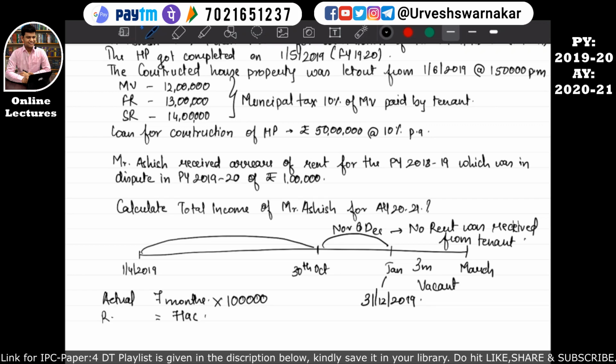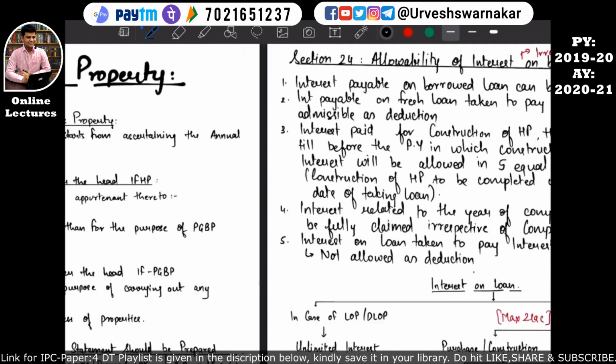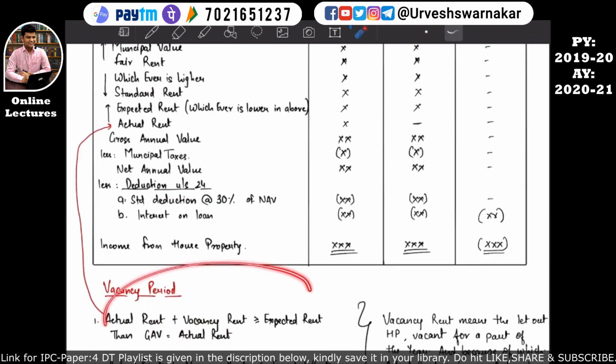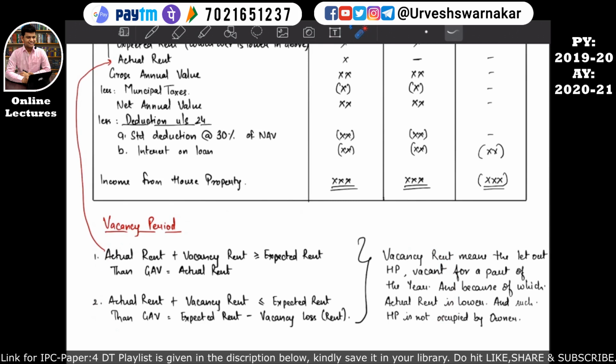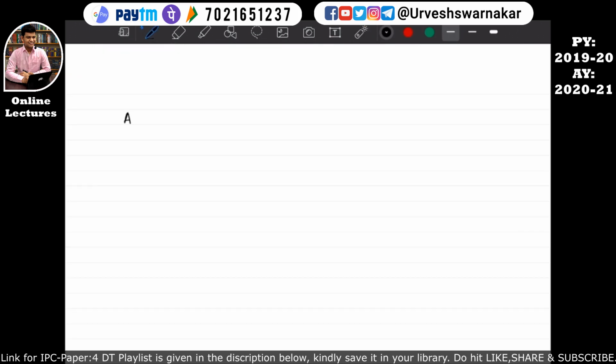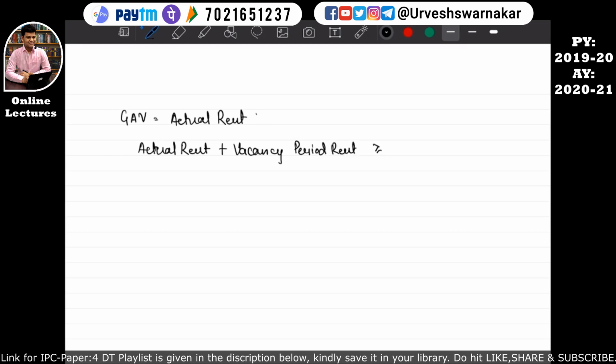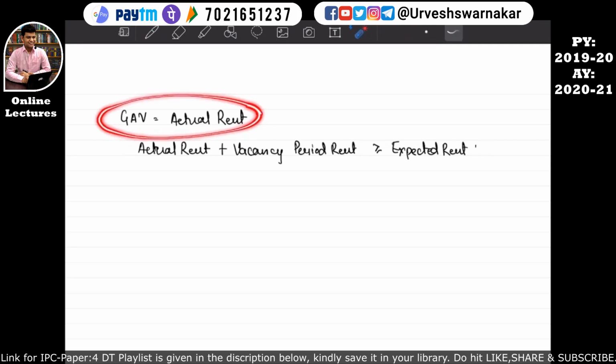Since there is a vacancy period here, we need to find out GAV as per the vacancy period format that we have studied in our notes. So we will put that format over here. We will write: gross annual value is equal to actual rent. If actual rent plus vacancy period rent is greater than or equal to expected rent, then GAV will be equal to actual rent. I hope this is quite clear.